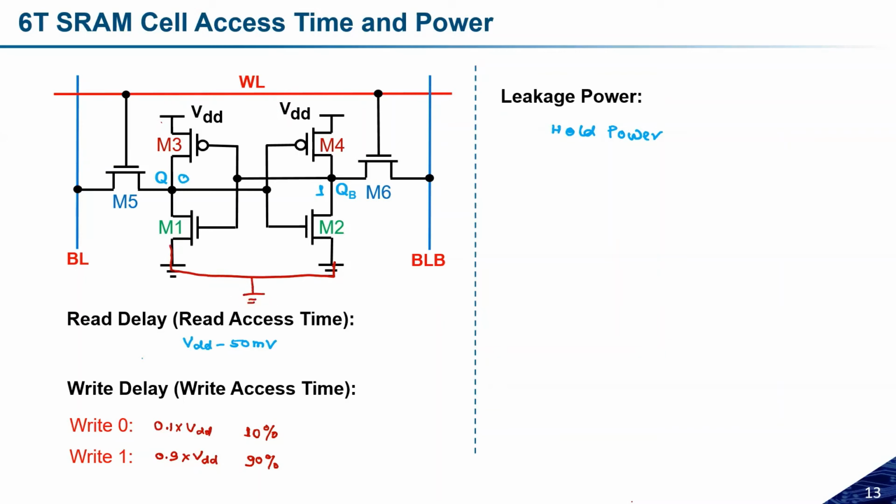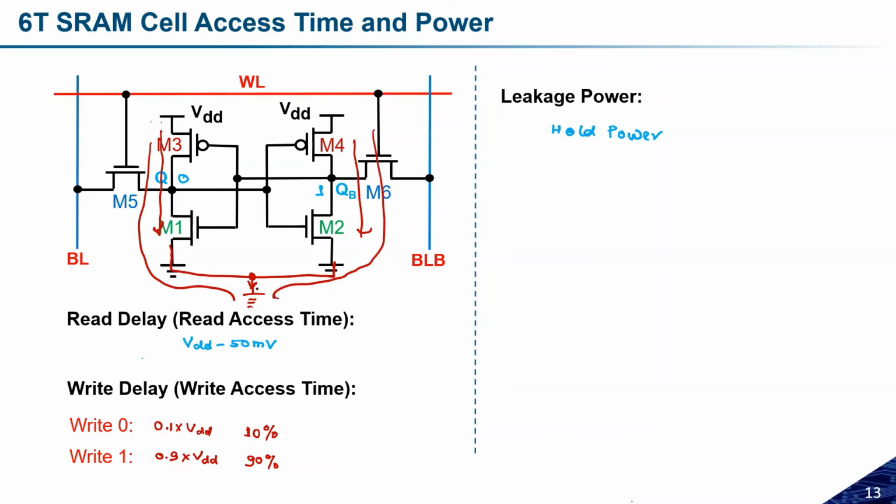Another way to calculate the leakage power dissipation: see, this one and this one are the same, so we can also make something like this. Instead of individual grounds, I can make something like this. Now I have to measure the current flowing in this direction, because some subthreshold current will flow through this path, and some current will also flow through this path.